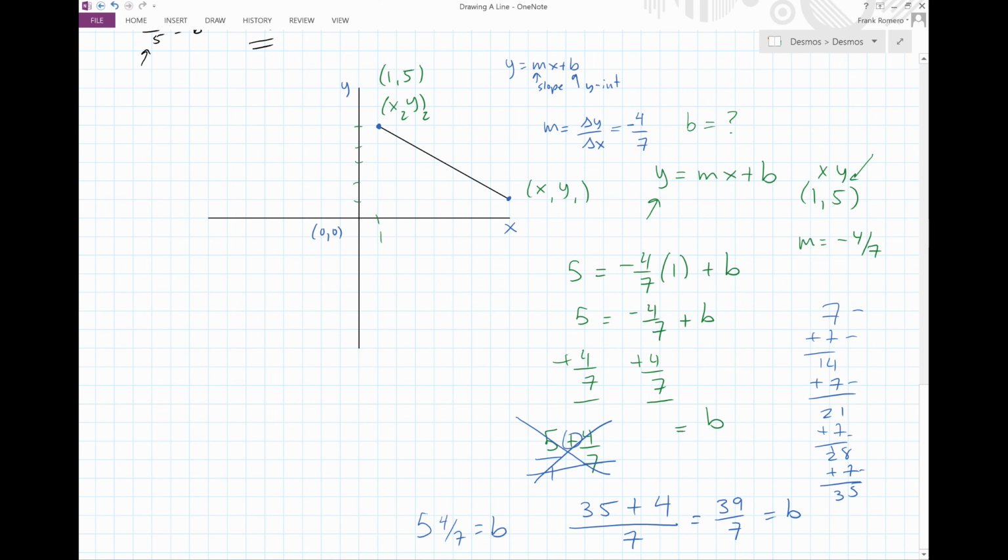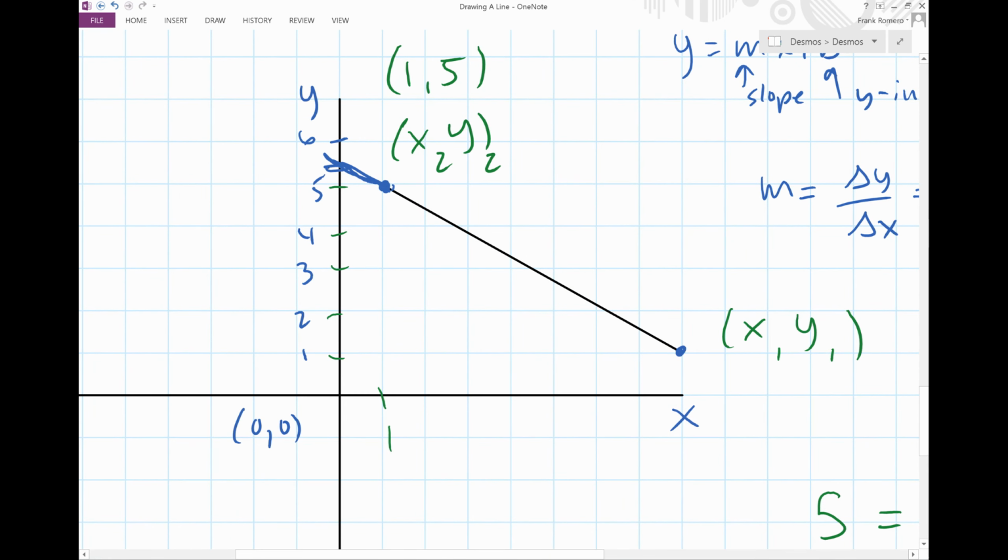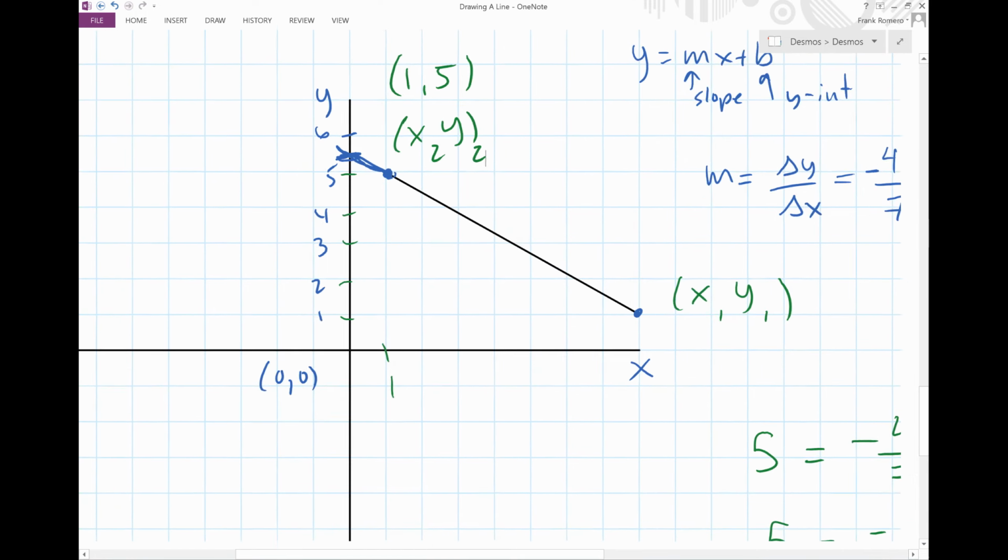Why am I doing this? Why am I making it more complicated? Well, I want to see where the y-intercept is on the graph. This is 1, 2, 3, 4, 5. This is 6. So it has to be between 5 and 6, 5 and 4 over 7, right there. But there was no way we were going to be able to find the y-intercept based on the line that was given to us.